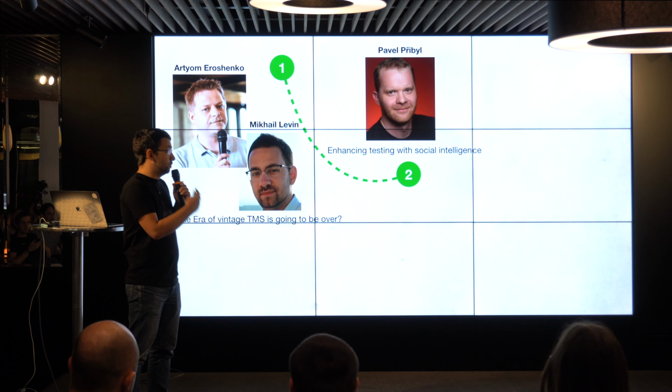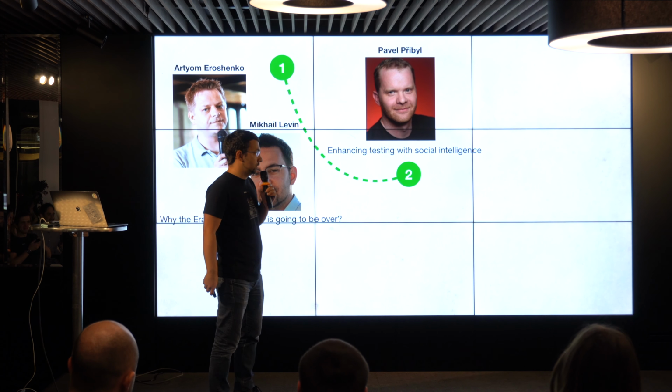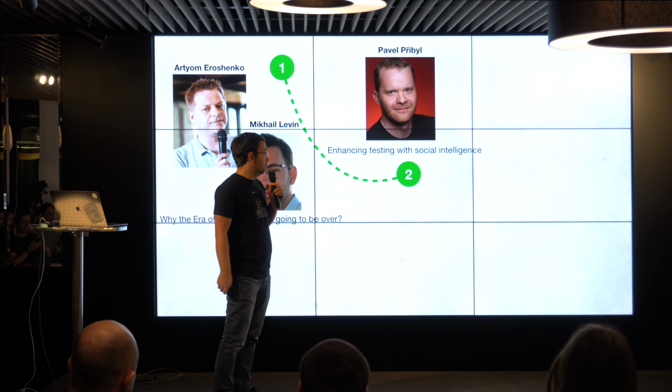Then we have Pavel Pribel. He will talk about social intelligence in QA, in the way we can approach our QA transformation. Then we have Maxim Mikhaev with performance. It's a more technical talk, about performance iOS testing. And then three of our guys, Sergey, Stanislav, and Ivan, are going to talk about our infrastructure, how we run tests, how we do all that stuff, and how we save a lot of time with that.